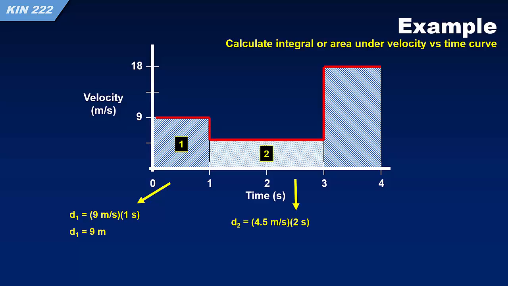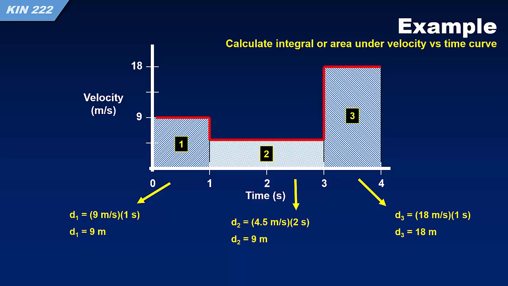In that second section, going from the 1 second mark to the 3 second mark, the area of that rectangle would be, it's 4.5 meters per second high and 2 seconds wide, which would give us a displacement of 9 meters. So over that span from the 1 second mark to the 3 second mark, the cyclist is traveling another 9 meters. And in that last rectangle, the height is 18 meters per second and the width is 1 second. So the area of that last rectangle is 18 meters. So from the 3 second mark to the 4 second mark, the cyclist has traveled another 18 meters.